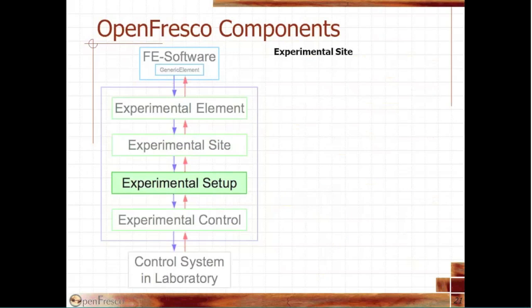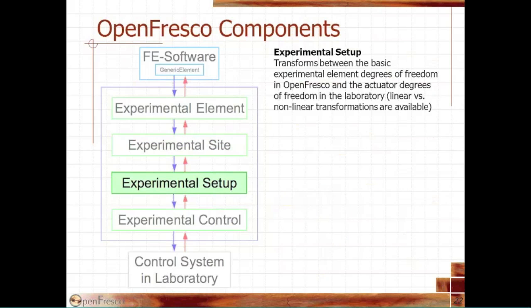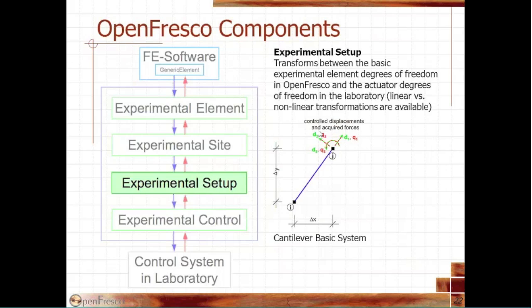Then for the experimental setup, to reiterate one more time, that one transforms between the basic experimental element degrees of freedom that we were doing in the experimental element object, and transforms those degrees of freedom into actuator degrees of freedom in your laboratory. And again, these transformations you can do as linear or nonlinear transformations.